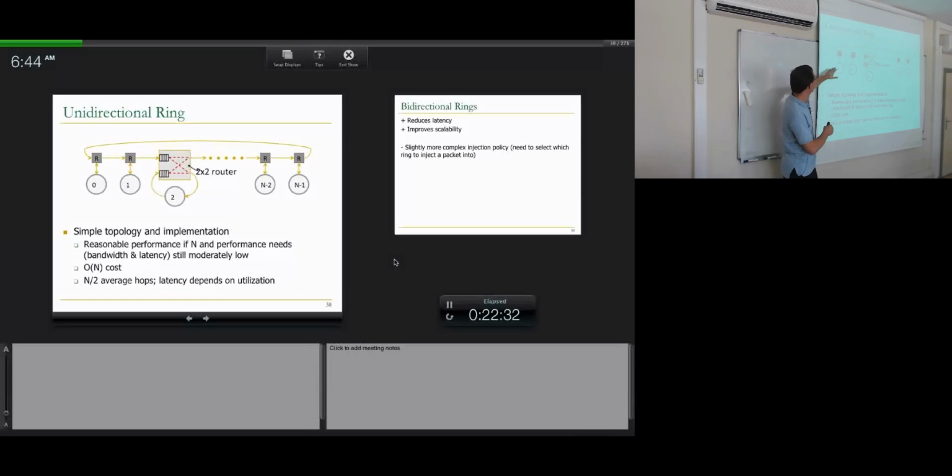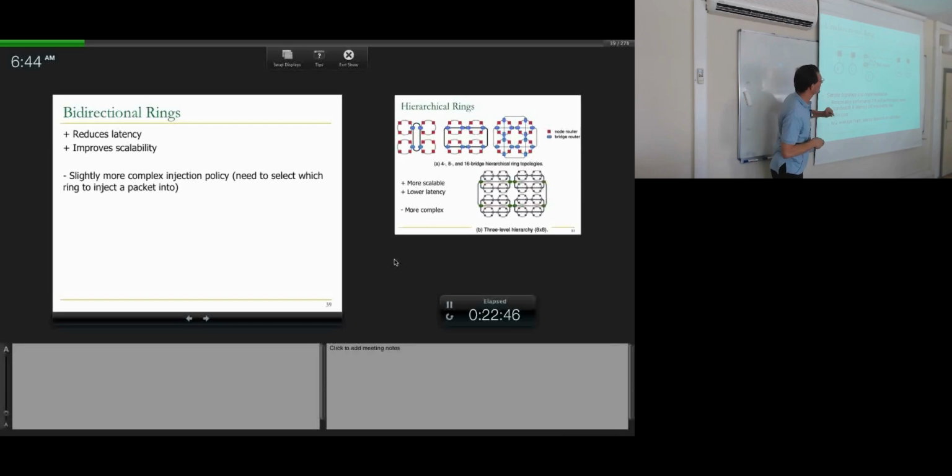So if you can actually localize your communication really well, this may be a good network, but it's not a very general purpose network perhaps. So you get O(n) cost as opposed to n log n and n squared that we've seen, and you get n divided by 2 average hops, and latency depends on the utilization.